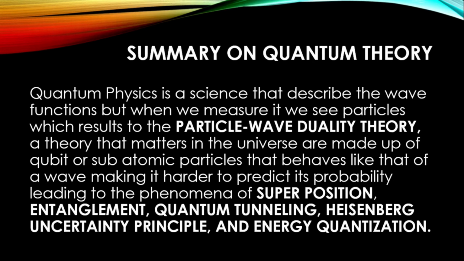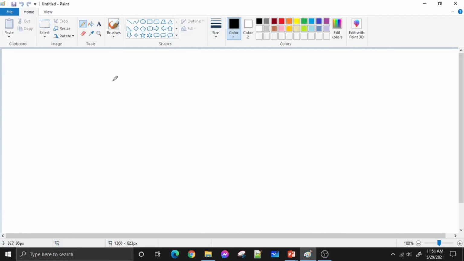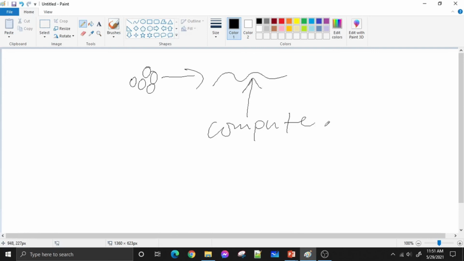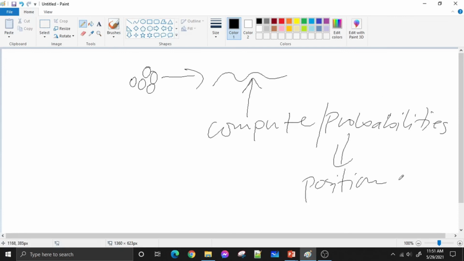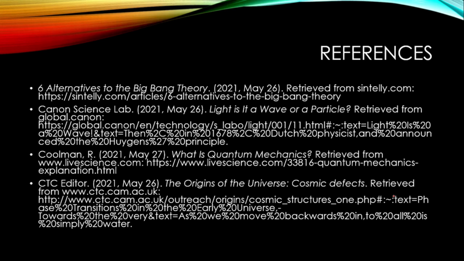So again, the basic concept of quantum physics is that all objects, all matter, are composed of particles, and these particles act like waves, and we try to compute this wave for the probabilities of its position and quantity of those particles that produce matter.